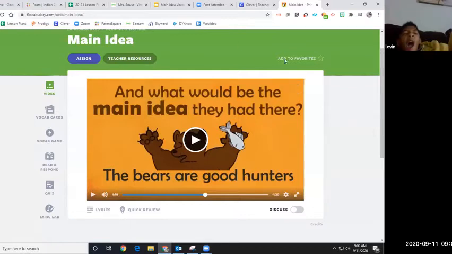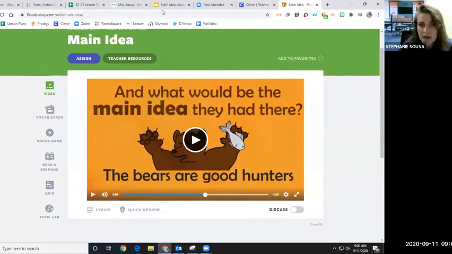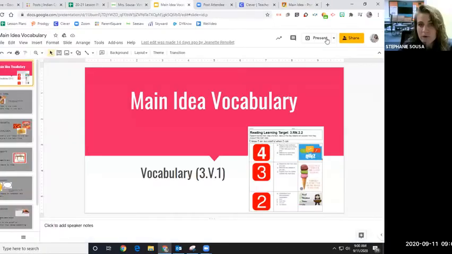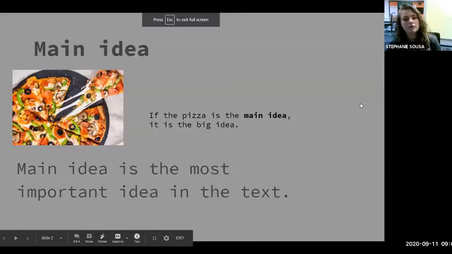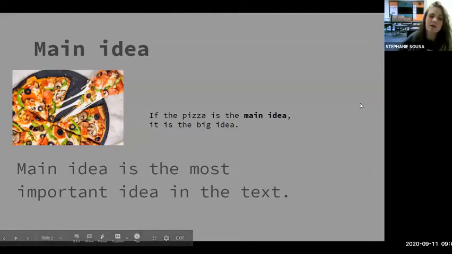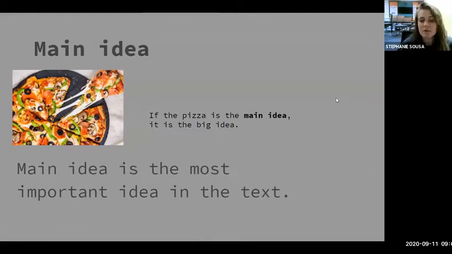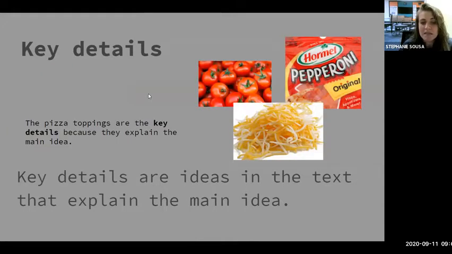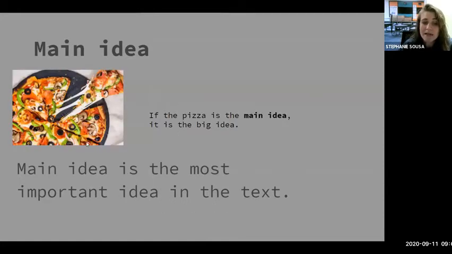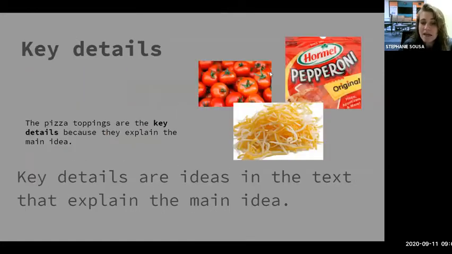So that is our review of vocabulary. You already know that you have some vocabulary words that are very familiar to you by now. You've been using them appropriately. So just very quickly, main idea is the most important idea in a text. Key details are the ideas in the text that explain the main idea. So if the main idea is pizza, the details of the toppings help us know the main idea.